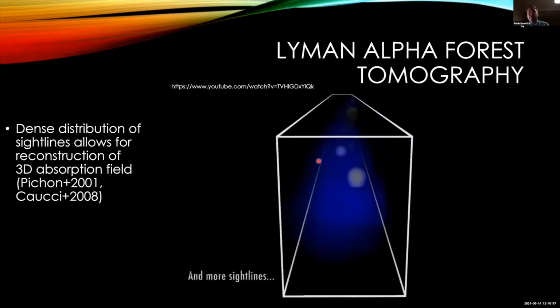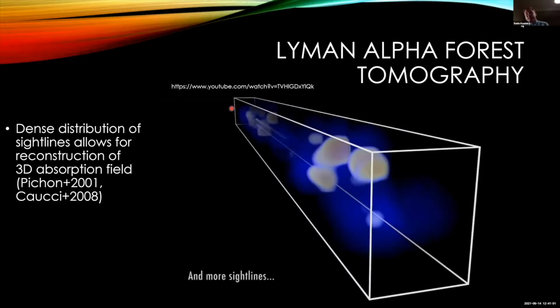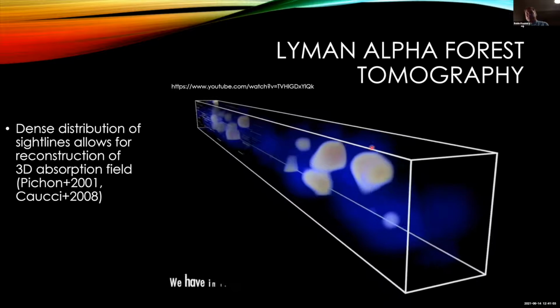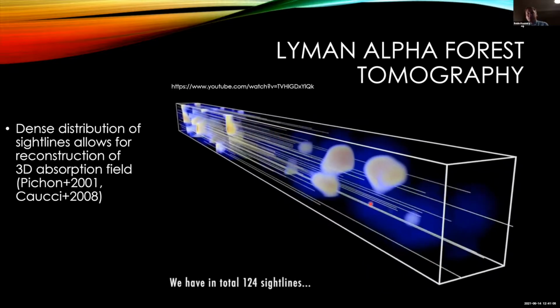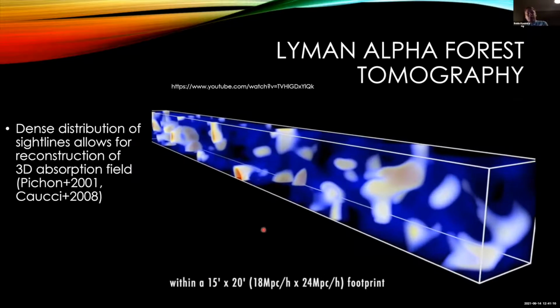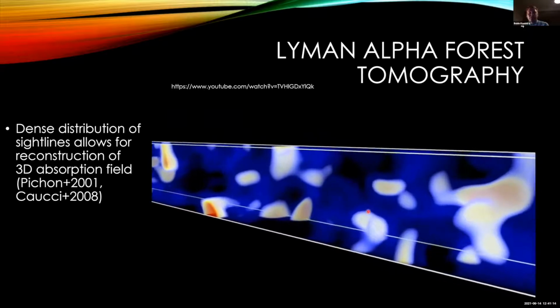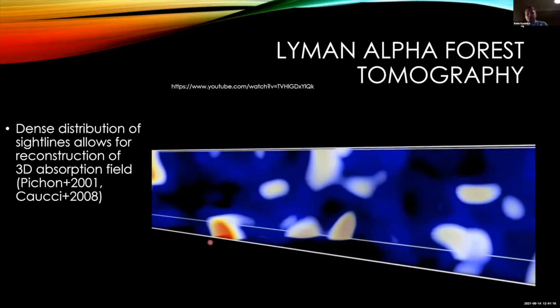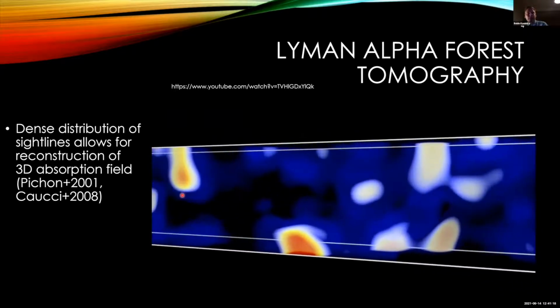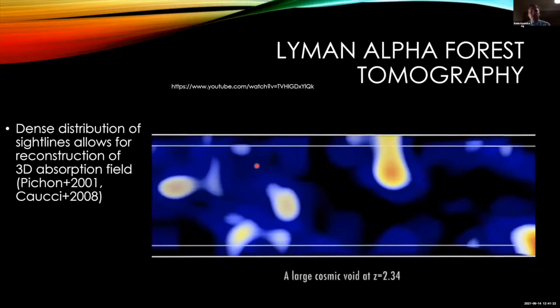If you have a dense enough distribution of sight lines, you see the more sight lines you add here, the more structures you start to be able to resolve if you do Wiener filtering. And then once you have multiple sight lines, in this case 124, you can already start reconstructing some 3-dimensional structures like overdensities and maybe some filaments. This is an early data release, but there's better data available right now.